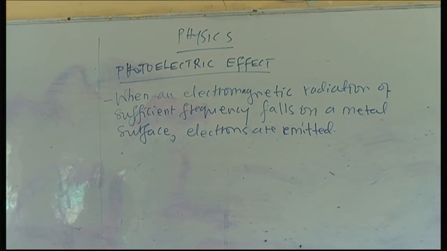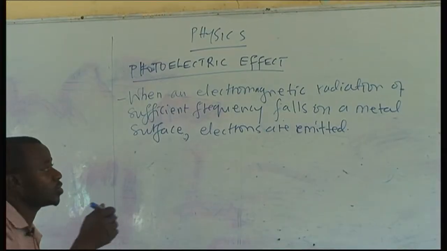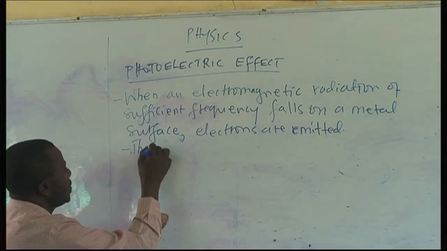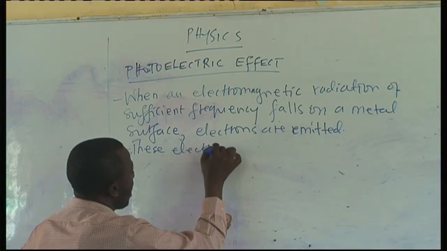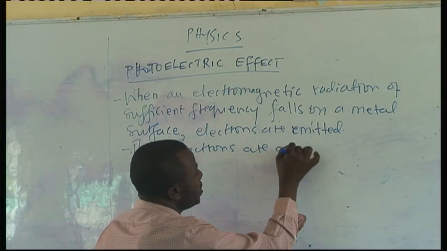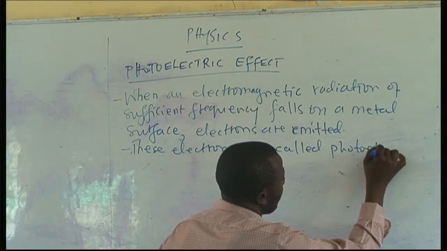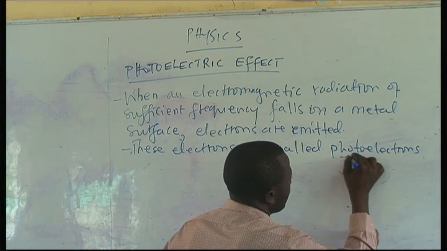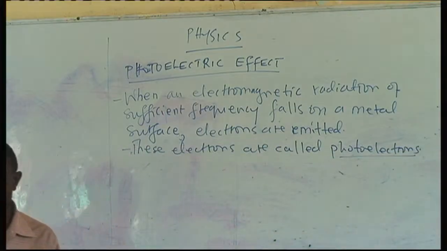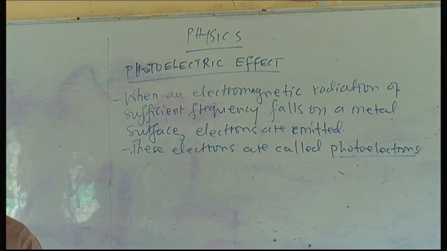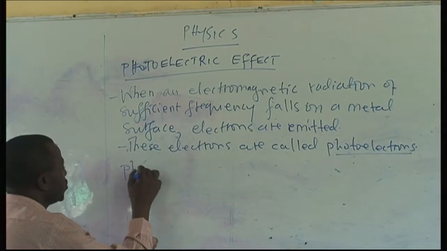Now, we are saying that these electrons are now called photoelectrons. The electrons that are emitted from a metal surface when a radiation of sufficient frequency falls on a metal surface, we call them photoelectrons. Now, what is this that we call photoelectric effect? Let's also define this.